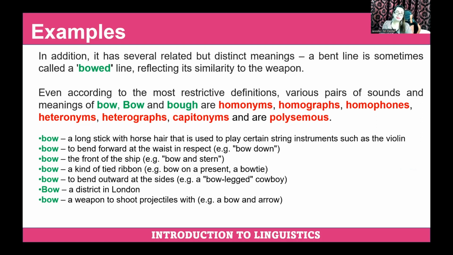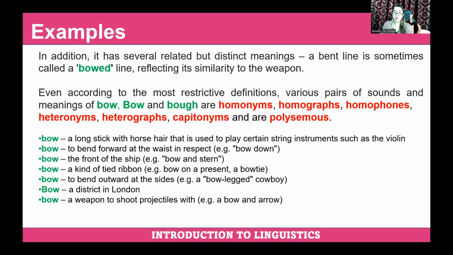So, example pa natin. Di ba confusing yung how you can pronounce, you have the same spelling? Okay, but you know, it's different in meaning. A long stick with horsehair that is used to play certain string instruments such as violin is the first B-O-W. Next, to bend forward at the waist in respect. Bow down. So, second B-O-W. Third, the front of the ship. Bow and stern. So, third B-O-W, a kind of tied ribbon. Example, bow in a present or a bow tie. So, fourth B-O-W, to bend outward at the sides.